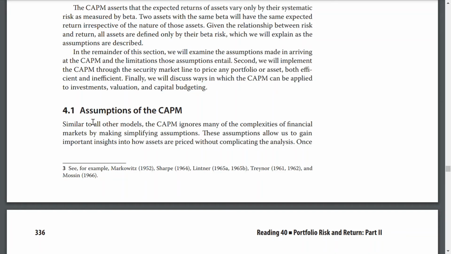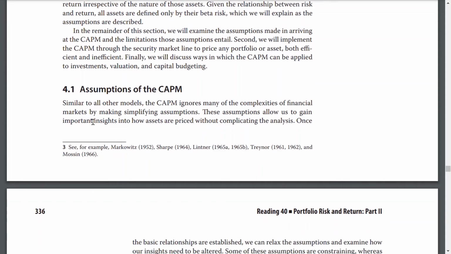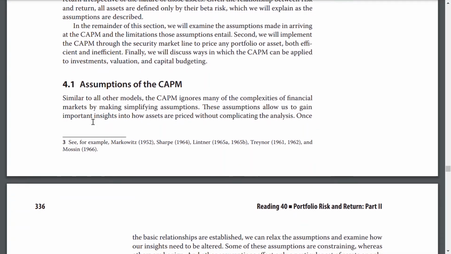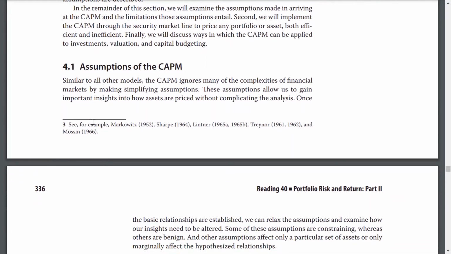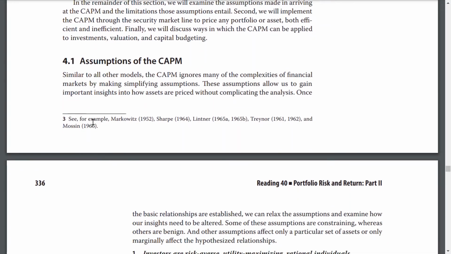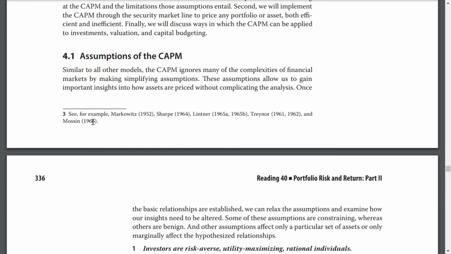Given the relationship between risk and return, all assets are defined only by their beta risk. First, we will explain the assumptions of the CAPM, and the remainder of the section will examine the assumptions made in arriving at the CAPM and the limitations these assumptions entail. Second, we will implement the CAPM through the security market line and price any portfolio or asset, both efficient and inefficient. Finally, we will discuss ways in which the CAPM can be applied to investments, valuation, and capital budgeting.